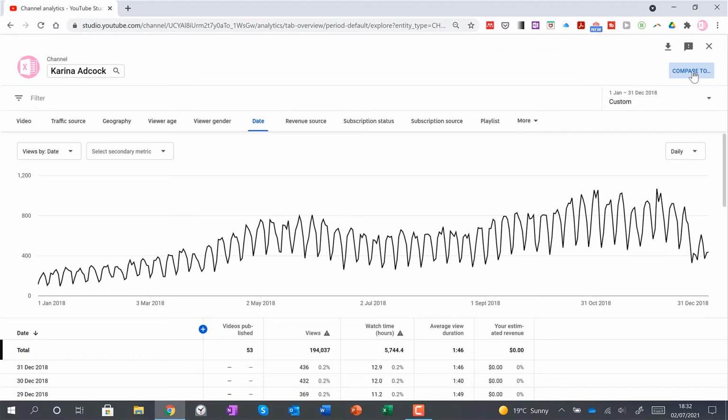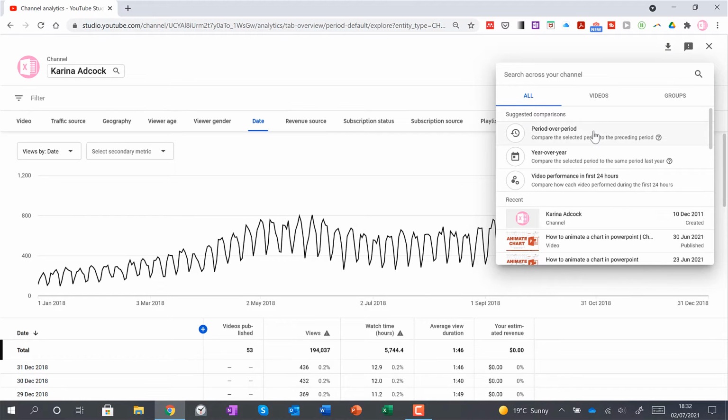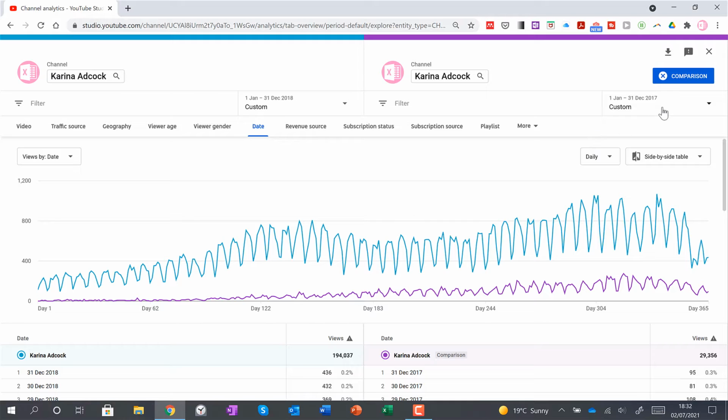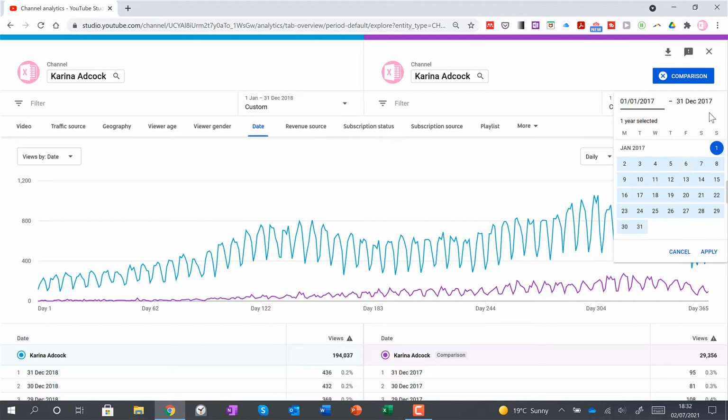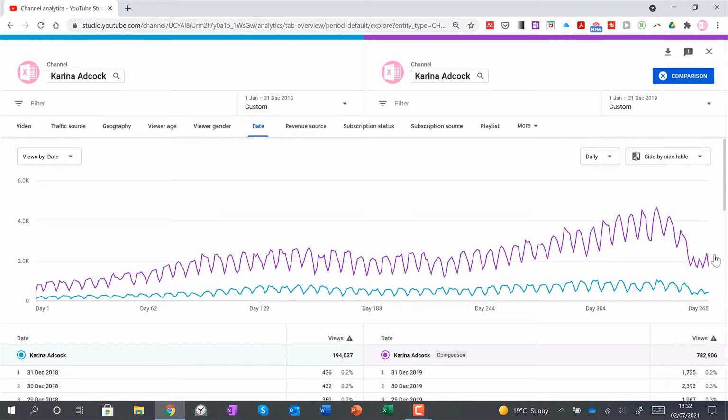So if we go to Compare To now and change it to period over period, I'm going to change the time period here to be 2019. So now the blue line is 2018 and the purple line is 2019. And you can see that 2019 also has a seasonal cycle. So it increases during the first few months of the year, then there is a plateau during the summer months, and then at the end of the year, the number of views increases again until you get to right the very end of the year when there is a sharp decrease during the Christmas holidays.